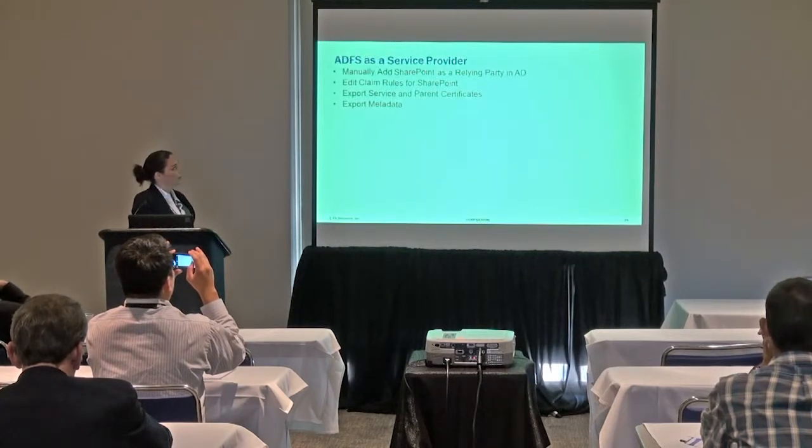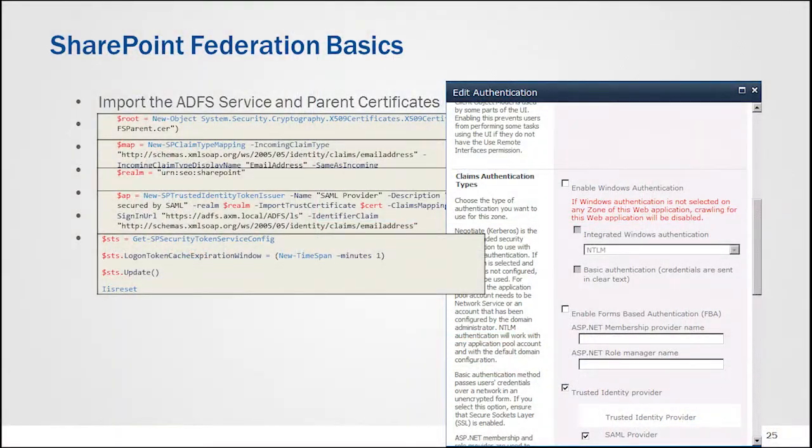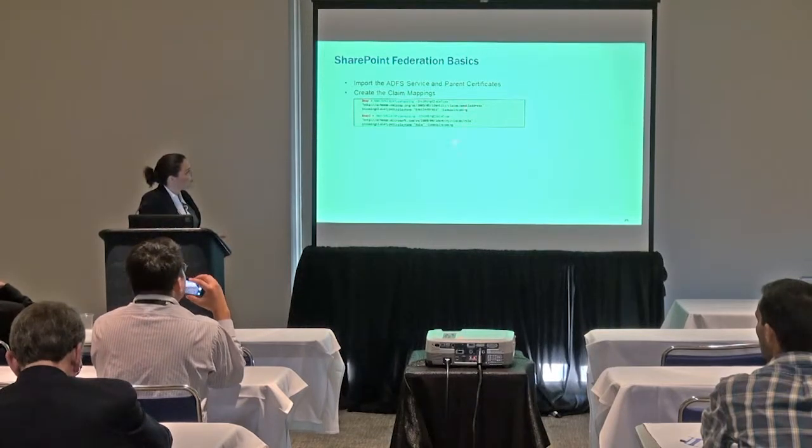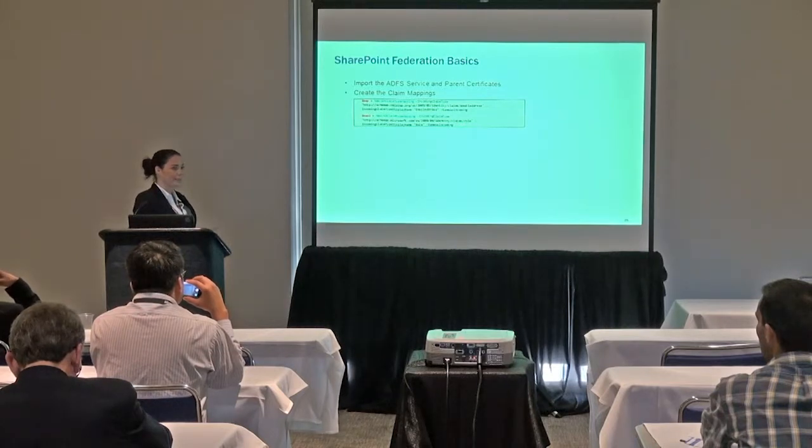And you will then go to set up SharePoint Federation basics. The basics for SharePoint Federation are to import the ADFS service and parent certificates. They have to be imported on the server. It's just a quick PowerShell command. I've included that here for you guys. You will create the claim mappings. You can see the claim mappings here. This is where you're going to specify email address, if that's the type of claim you want to use, and role, if that's the type of claim you want to use. Typically, you have to specify at least a username and groups, however you're going to transfer groups across and whatever you're going to call them.